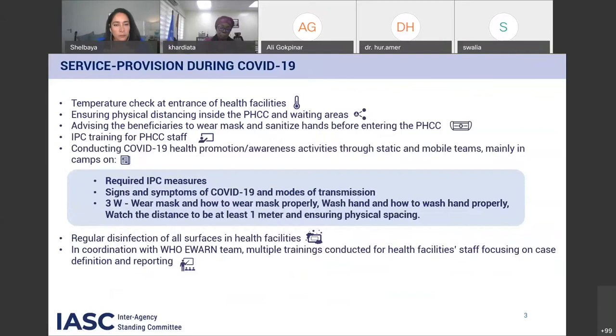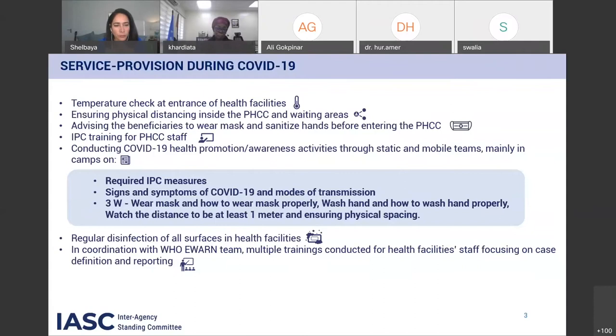I will come to the second slide, please. I will come to service provision during COVID-19. We are going through many steps to ensure those standards, as part of WHO standards, for example. Starting from temperature checking at the entrance of health facilities to know the main symptoms of the suspected cases, to take care of these points. Also ensuring physical distancing inside the primary healthcare facilities and waiting areas. Also, we are advising the beneficiaries to wear masks and to use hand sanitizing before they enter the PHC.